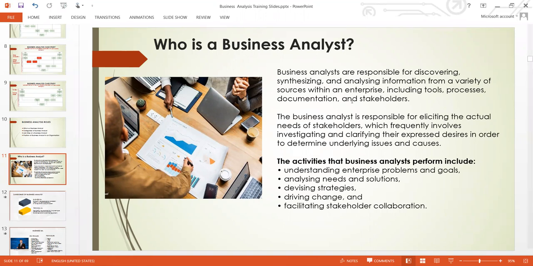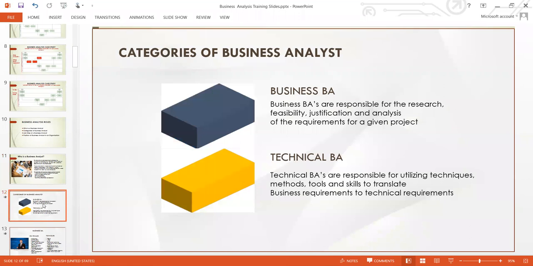Now we have seen who a business analyst is, and what we now need to do is look at the categories of business analysts. Just like in the medical field, let's say a medical doctor. When they say a medical doctor, some people will know that he's somebody in the hospital helping to treat sick people. But within the medical field, we have categories like surgeons, physiotherapists, different categories of medical practice.